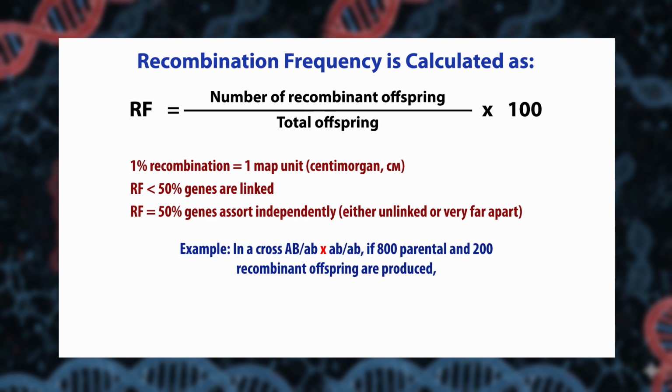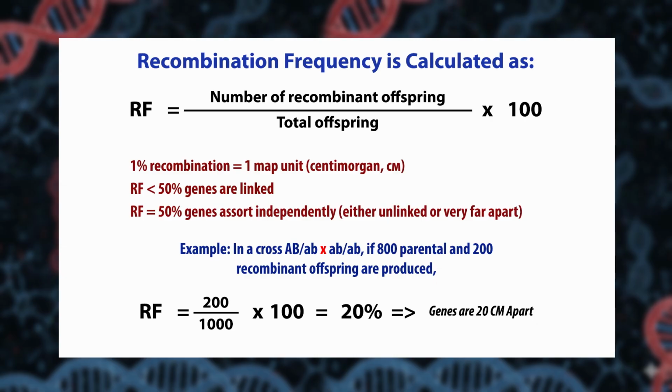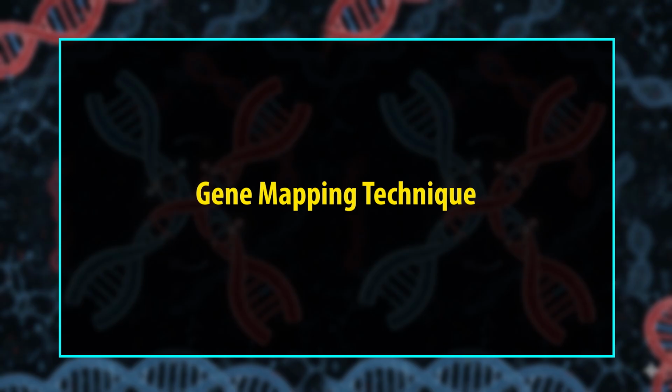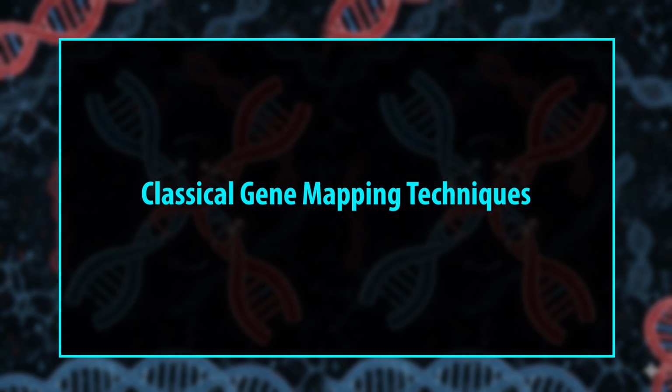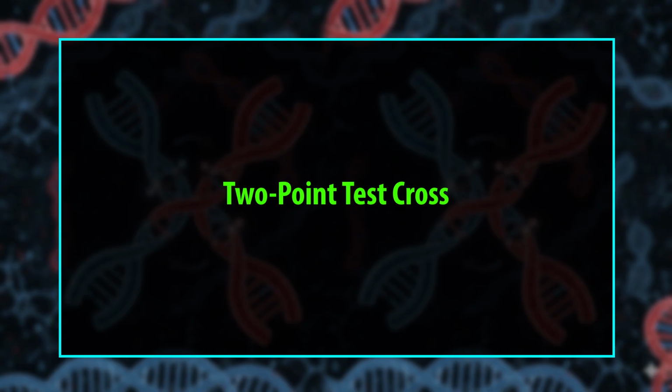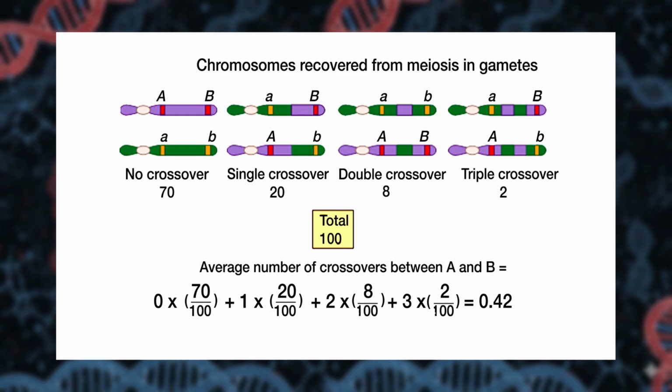Example, in a cross AB/ab by ab/ab, if 800 parental and 200 recombinant offsprings are produced, RF will be 200 divided by 1000 into 100. That is 20%. That means genes are 20 centimorgan apart. Gene mapping technique. Classical gene mapping techniques, 2-point test cross, involves two genes, test cross heterozygous AB/ab with recessive ab/ab.